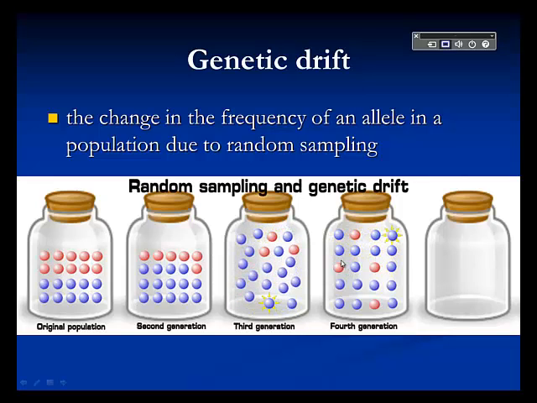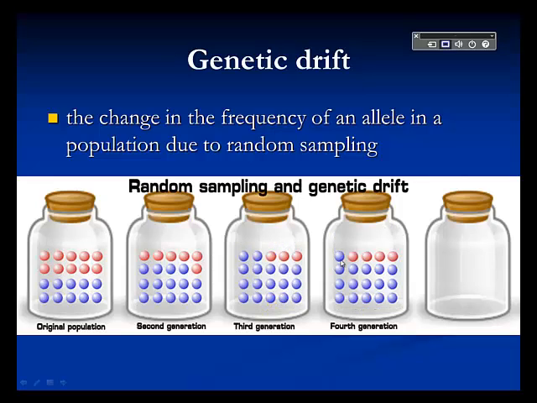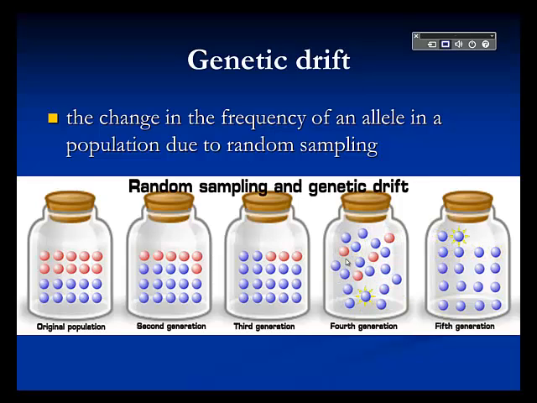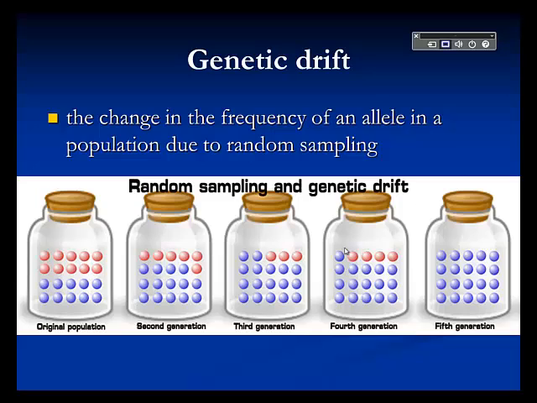The key here, as you're going to see from other evolutionary agents, is that this is random. And we'll give you some good examples of this in class. And sadness. No more red.